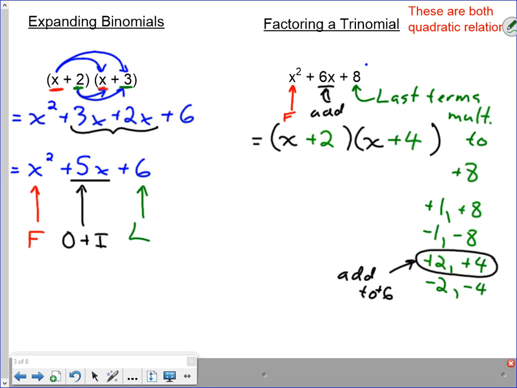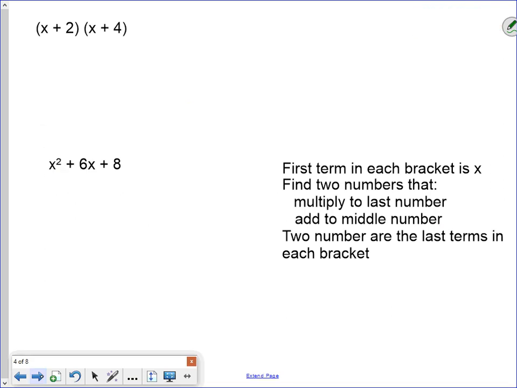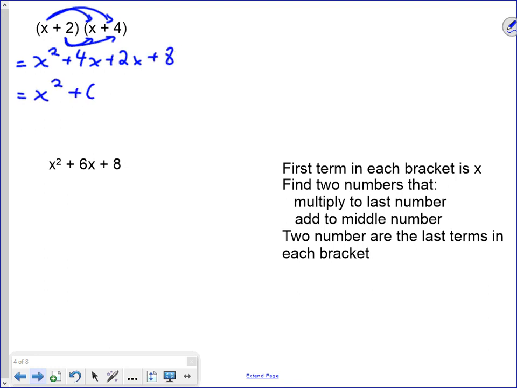Now we can always confirm that this is actually the right answer by doing our FOIL, or expanding this. X times x gives us x squared, x times 4 gives us 4x, 2 times x gives us 2x, 2 times 4 gives us the 8, and then we collect those like terms in the middle, and that's what we wanted to end up with.